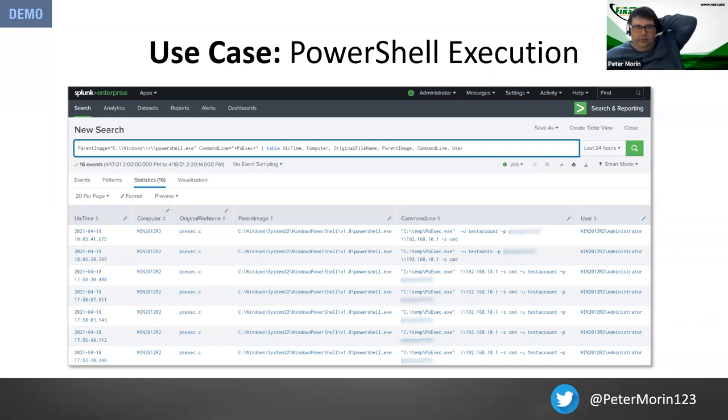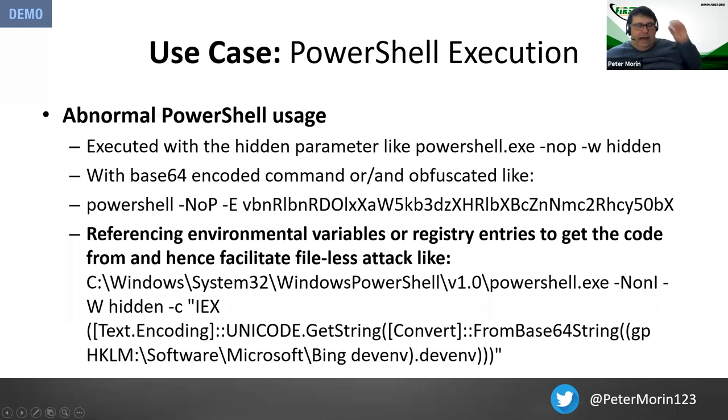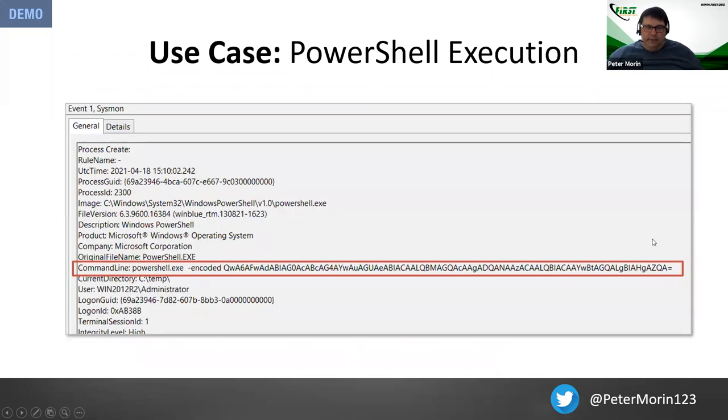Abnormal PowerShell usage. So executing with the hidden parameter, like PowerShell minus nop dash w hidden, base64 encoding so you're obfuscating that, referencing environment variables or registry entries to get the code from. These are all things that attackers like to do to hide what they're trying to do at any given time. So here's a good example.